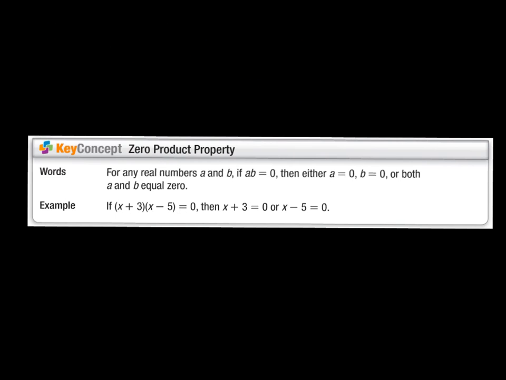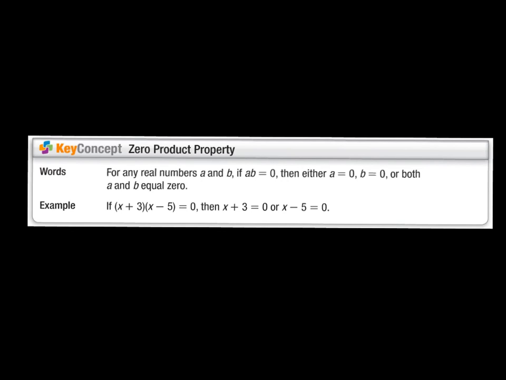So now we're going to get into actually solving the equations by factoring. We're going to use this key concept called the zero product property, which in words says for any real numbers a and b, if a times b equals 0, then either a has to equal 0, b has to equal 0, or both a and b equal 0. If you just think about that for a second and see if that actually makes sense in your mind.